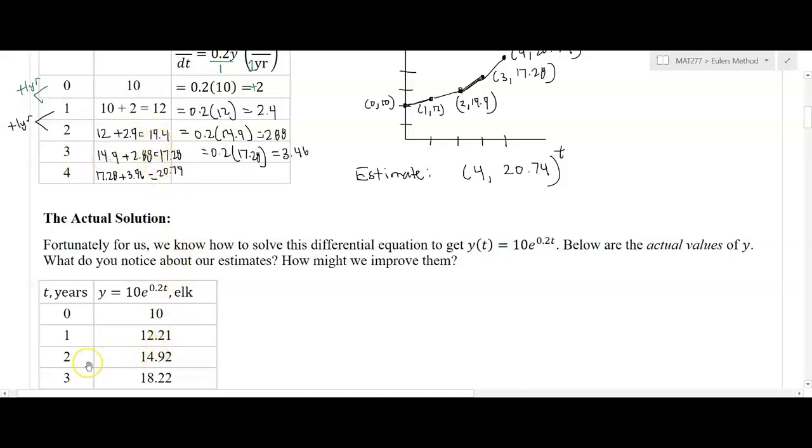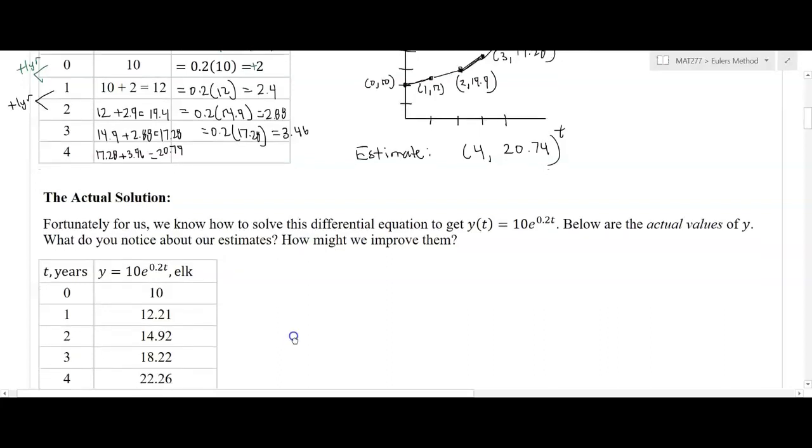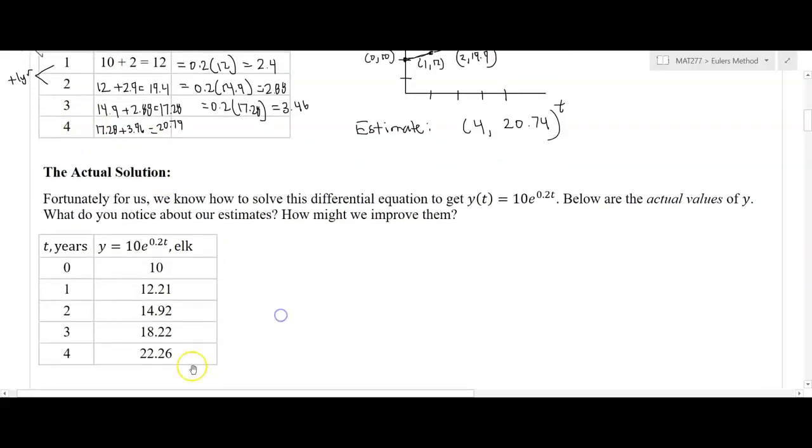And time 3 we estimated 17.28, but the actual answer was 18.22. So we were off by about 0.94 elk. And then by time 4 you can see we're approaching about 1.5 elk off. So we underestimated all the way up until time 4 compared to the actual solution. And one of the things we should keep in the back of our minds is we often don't have the actual solution to compare this to, so we're going to have to figure out how do we know that we're close with this estimation approach.